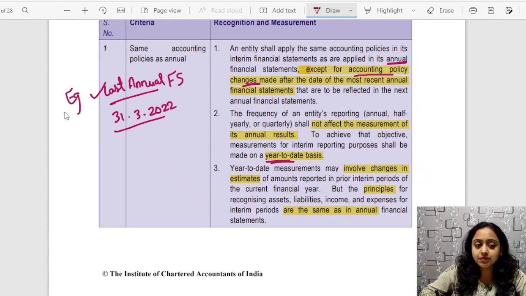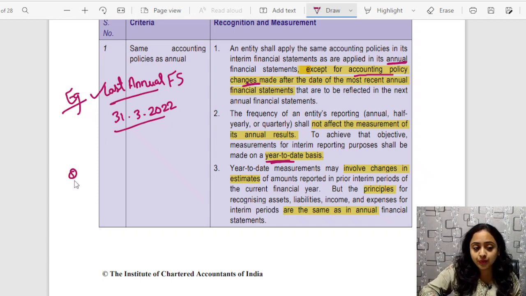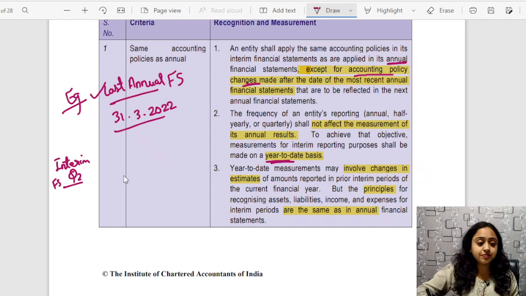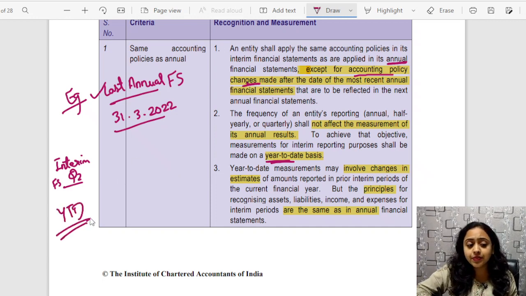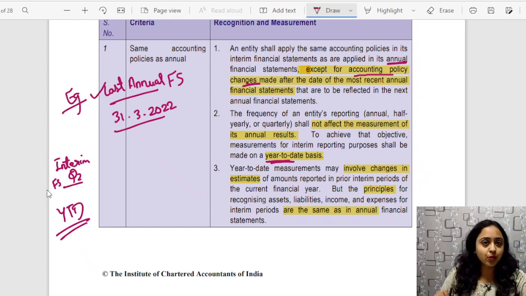This is an example. Now, you can change it only and only when there has been any change from this particular date. For example, if you are providing interim FS for quarter number 2, you will have to apply the same accounting policy unless and until there has been any change. The change is considered on a year-to-date basis. What is year-to-date basis? For quarter number 2, that is 30th September 2022, year-to-date means quarter 1 plus quarter 2.